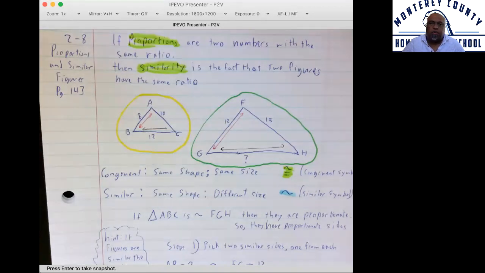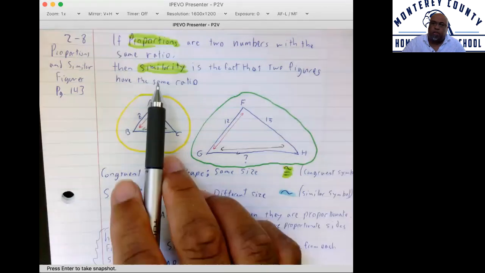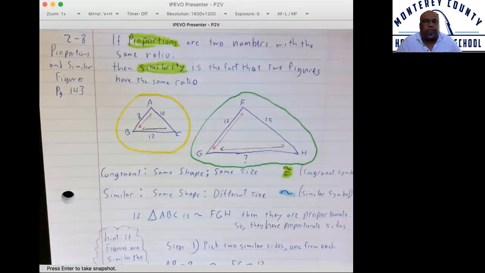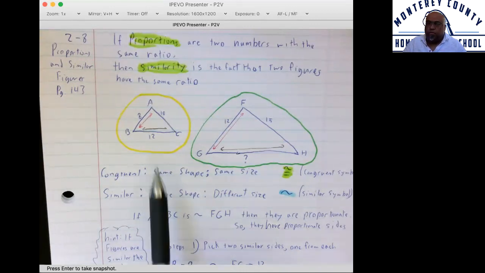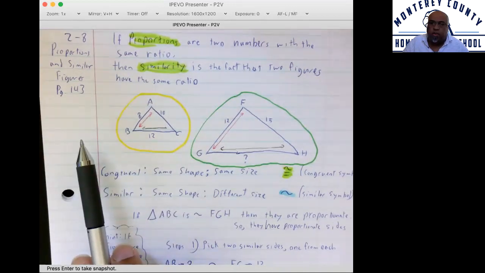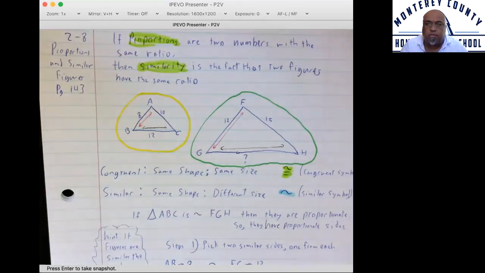But when we talk about similarity, we're not just talking about numbers, we're talking about the actual figures or things themselves. Where a proportion may be talking about numbers that can represent anything, similarity is talking about numbers that represent the length, the width, or the sides of actual shapes. These pictures are roughly drawn from page 143 in your textbook. You can take a look at the page yourself and look at their figures.